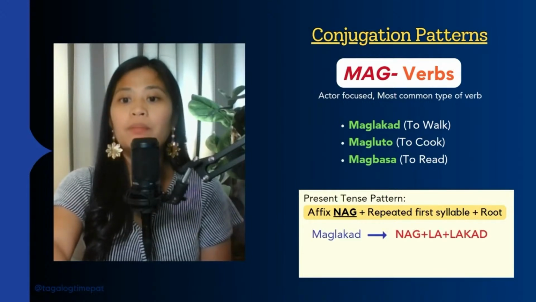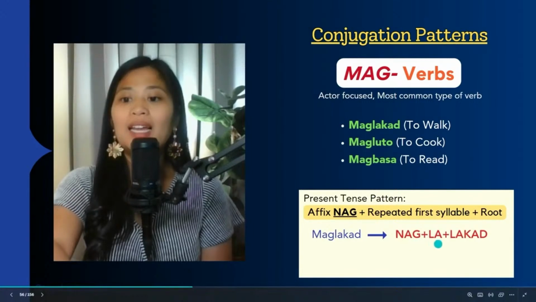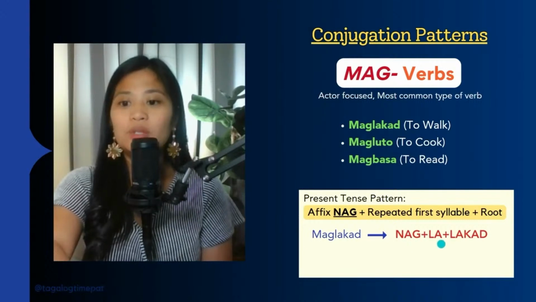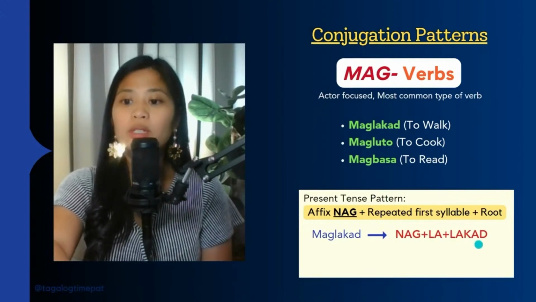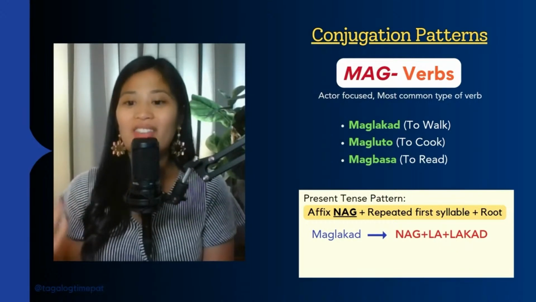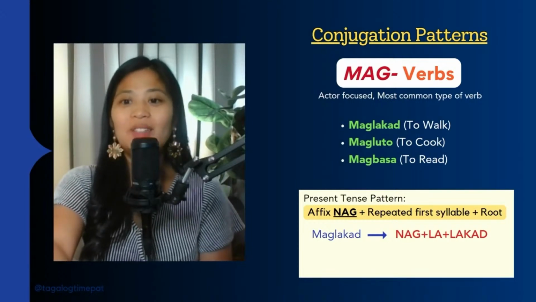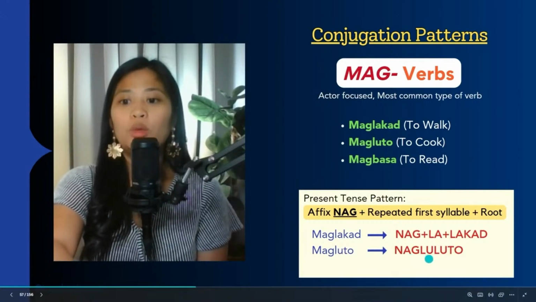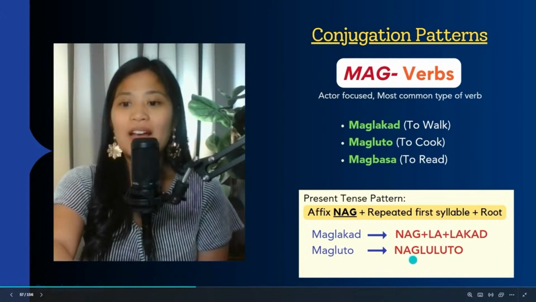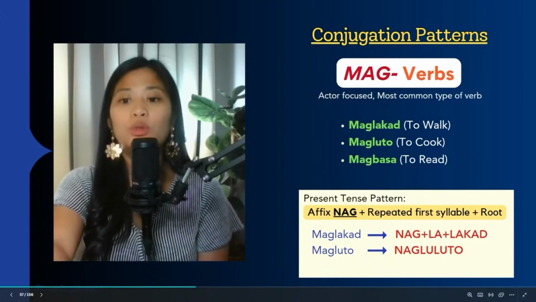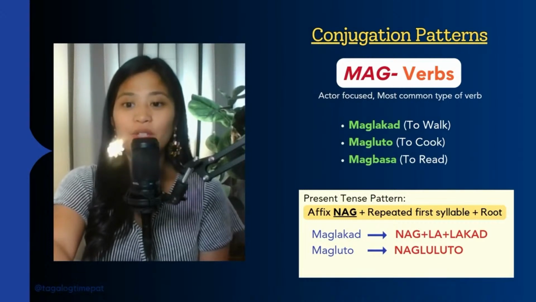For example, maglakad becomes naglalakad. Here's the affix nag, then there's a repeated first syllable, and then the root. Naglalakad ako, I am walking. Naglalakad sila, they are walking. Alrighty, let's take a look at magluto, to cook. In the present tense, it becomes nagluluto. Here's the affix nag, then there's the repeated first syllable, and then the root. Nagluluto sila, they are cooking. Nagluluto. Lastly, magbasa, to read.